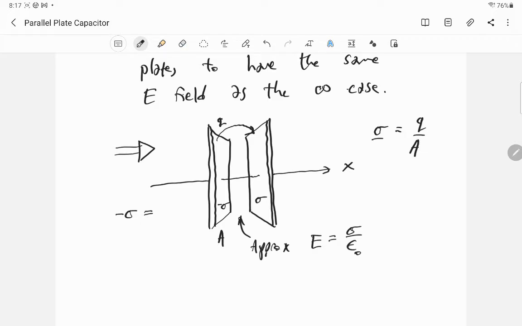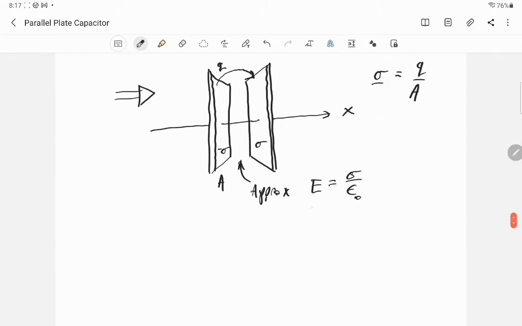It's going to be a little bit confusing to write that, so I'm not going to write it, but you know that we separated charge. So we have this electric field, and it is uniform between the plates.